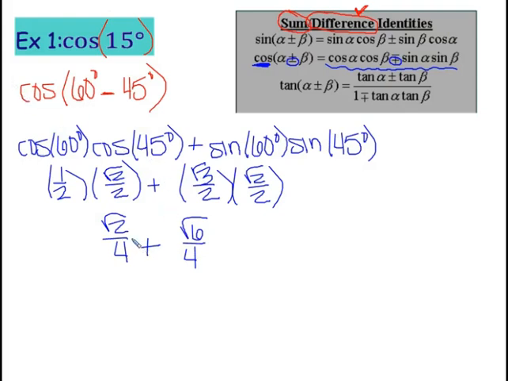Like I was saying, it's nice that they already have a common denominator of 4. That means we can simply add the numerators. So we have the square root of 2 plus the square root of 6 over 4.